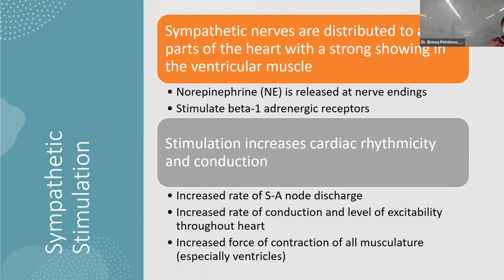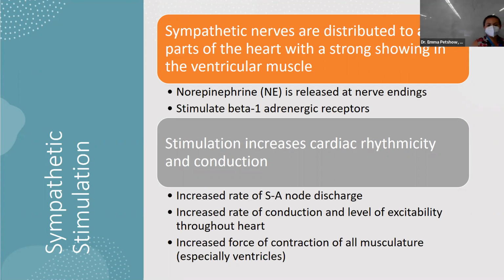It's going to stimulate those beta-1 adrenergic receptors. Ooh, this is fun. We'll talk about these. I'll make a little pathway for you later. But norepinephrine stimulates those beta-1 adrenergic receptors. Stimulation is going to increase cardiac rhythmicity and increase cardiac conduction. You're going to have a higher rate of SA node discharge.